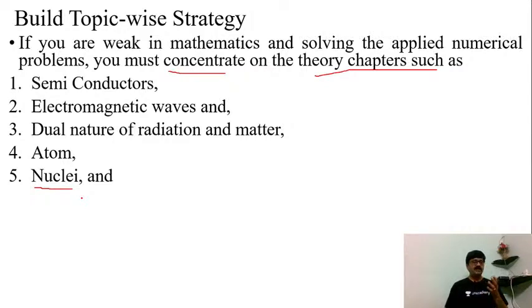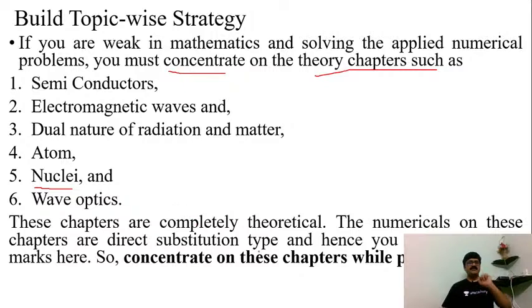Okay. So whichever parts I'm mentioning here are almost 80% theory. Some are 100% theory, so prepare accordingly, you can win over. Okay, then we have wave optics again. Wave optics is again a theory part, so be perfect in such chapters, no? Suppose you're finding problems a bit difficult, then the numericals on these chapters are direct substitution type, and hence you can score more marks here. So concentrate on these chapters while preparing.